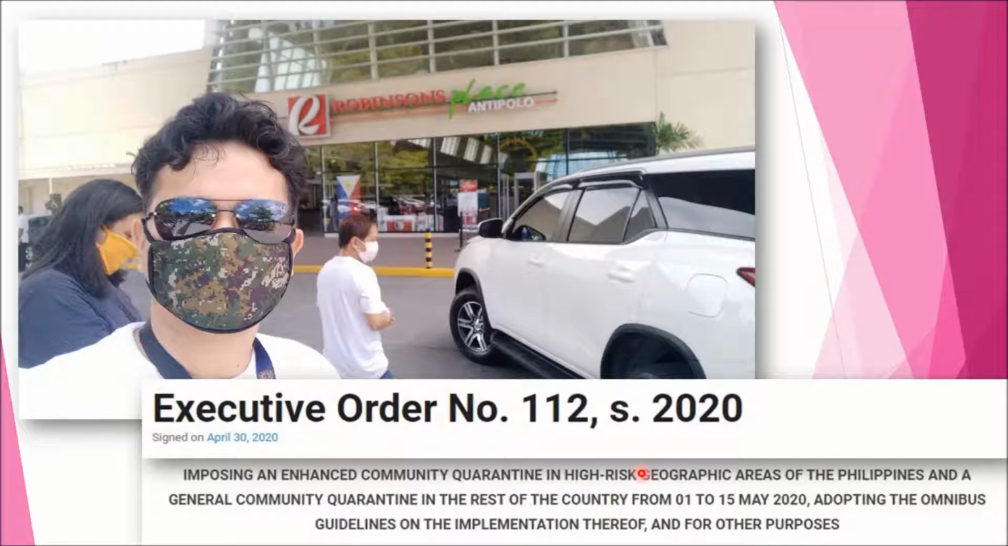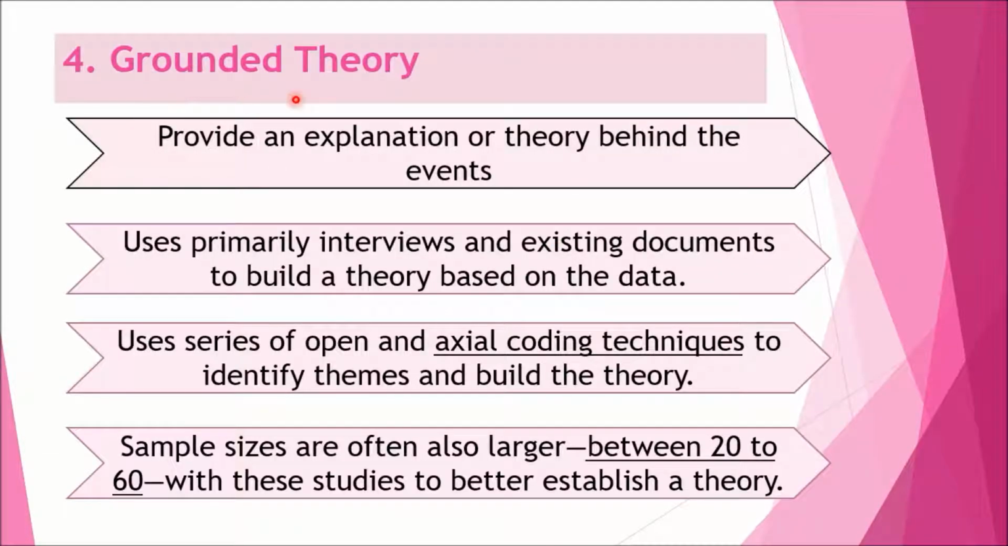Yan, kagaya niyan, ano? Yung pagpapatupad ng ECQ, GCQ under Executive Order number 112 series of 2020. Okay? So that will fall under Phenomenological Study. Number 4 is the grounded theory. Okay. So sa grounded theory, of course, bubuo kayo ng theory from the ground or from your study. So provide an explanation or theory behind the events. Bakit kaya nangyari yung isang event? Bakit halimbawa nangyari ang pandemic na ito? From that, you're going to form a theory. And that will form under grounded theory.